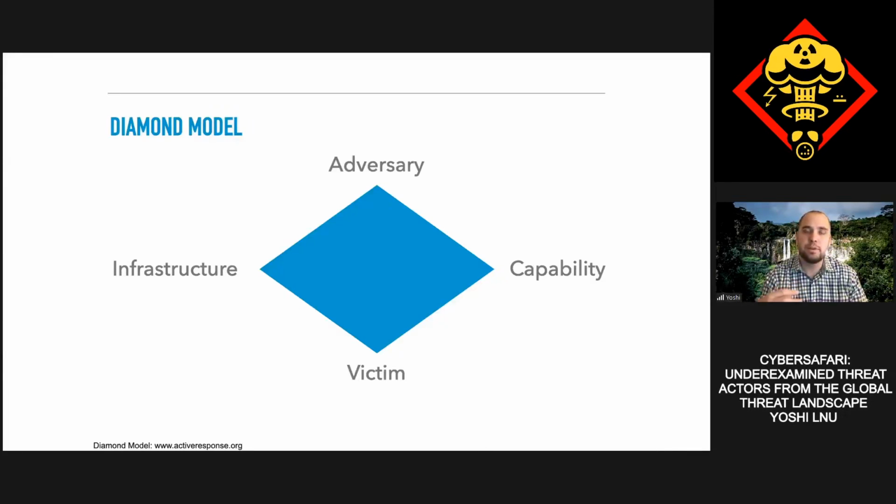So when we talk about threat intelligence, there are a lot of models to start talking about, hey, what is an adversary and what do they do? How do we classify them? How do we cluster them? My favorite and one of the older ones is the diamond model.